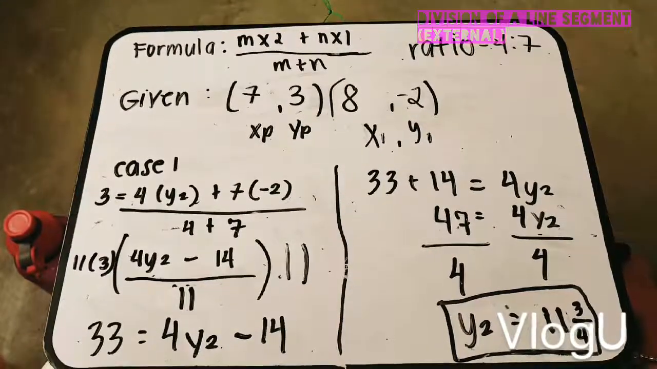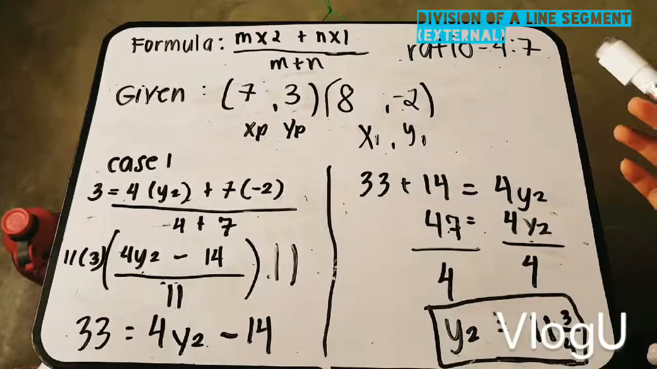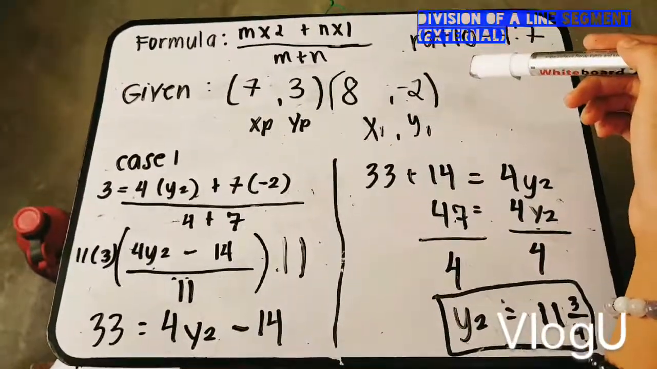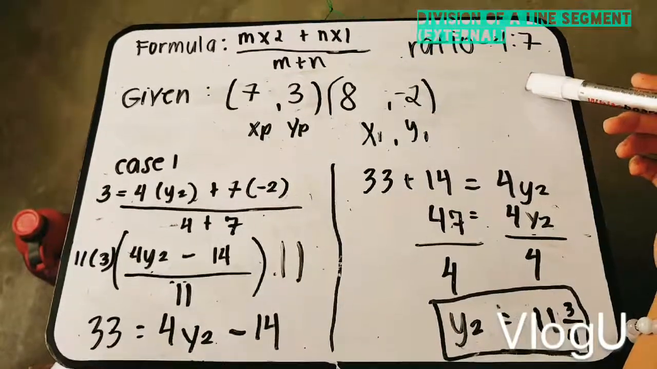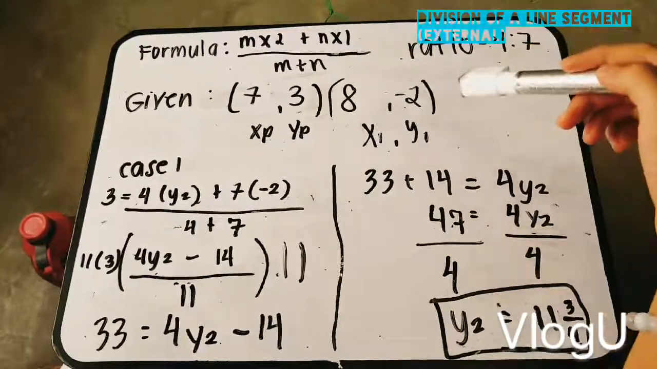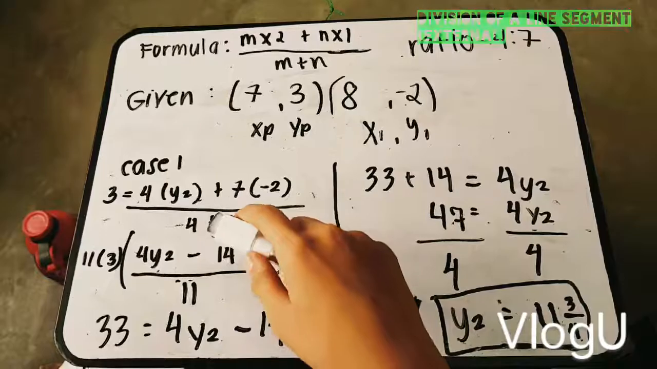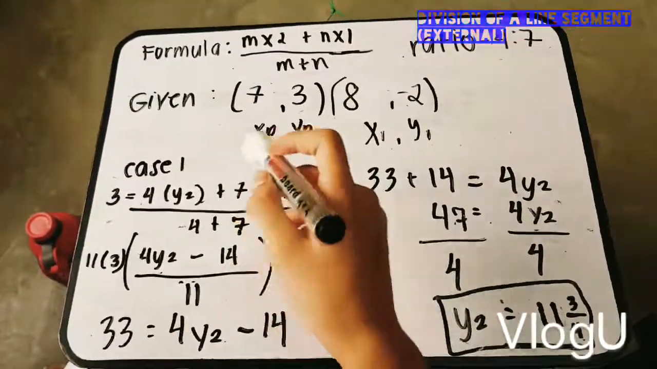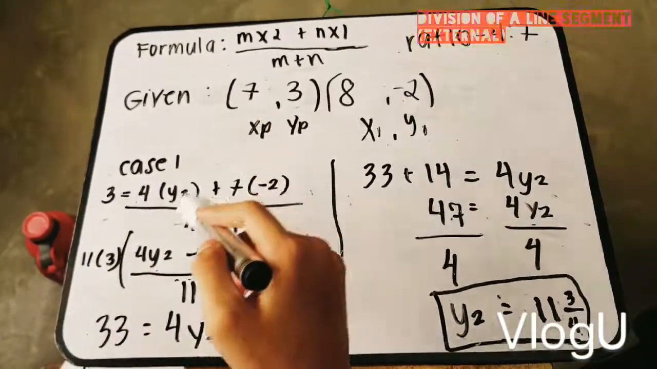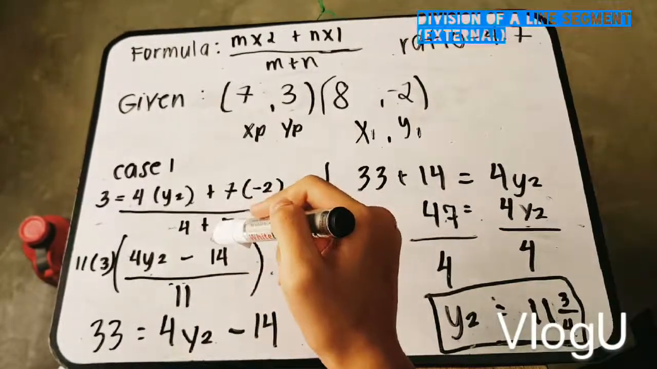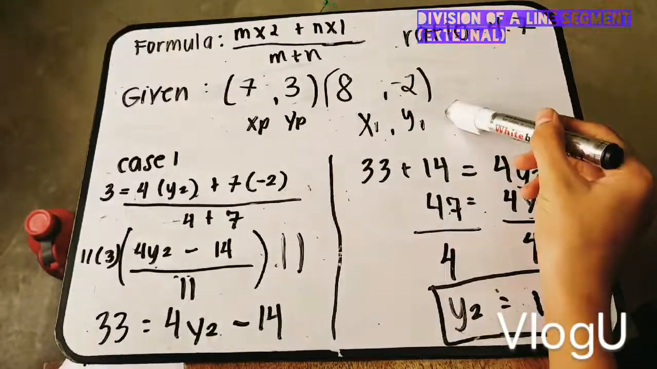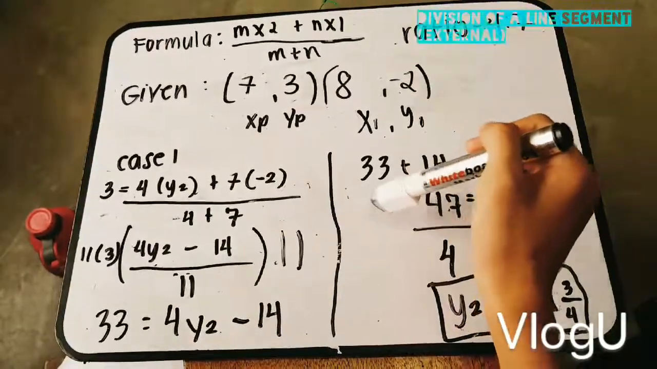So for our division of line segment externally, we are now looking for y of 2. Our given is 7, 3 and 8, negative 2. Our ratio is 4:7. For our xp and yp, we will have 7 and 3, and x1 and y1, 8 and negative 2. So now, we will substitute the values in the formula. Y of p will be 3, m is 4, y of 2 is not given yet, plus 7 is n, and negative 2 for our y of 1, over m plus n, which is 4 plus 7.